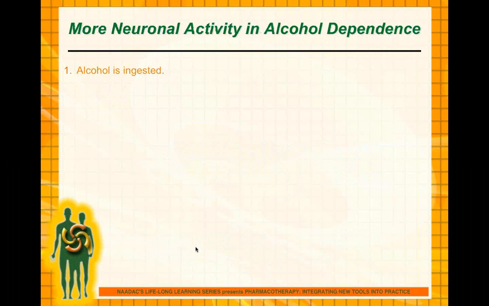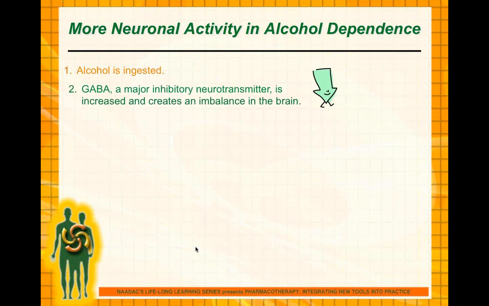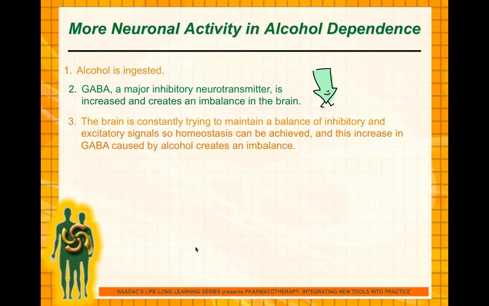So moving on to the second process, it's happening simultaneously as the first, but I've just teased these out for understanding purposes. Starting back again at that first step, alcohol has to be ingested. Now here's where GABA comes in. GABA, as you remember, is that major inhibitory neurotransmitter, slowing things down. So GABA is increased and creates an imbalance in the brain because we now have a lot of GABA. But the brain really wants to keep a balance between inhibitory signals and excitatory signals. That way it doesn't feel overrun by either one of them. And that process is called homeostasis.